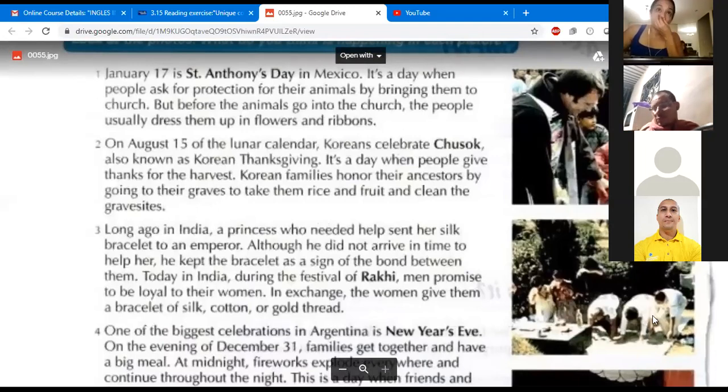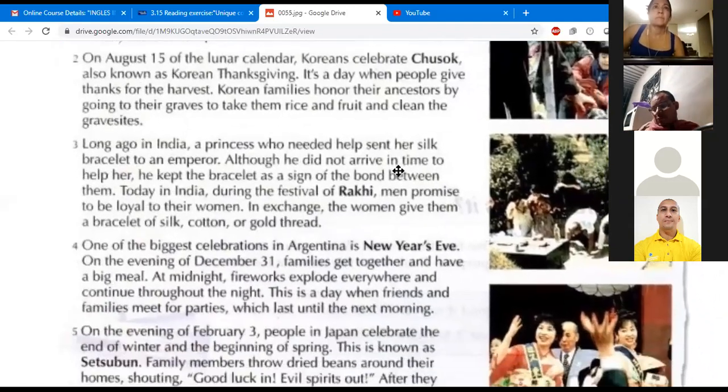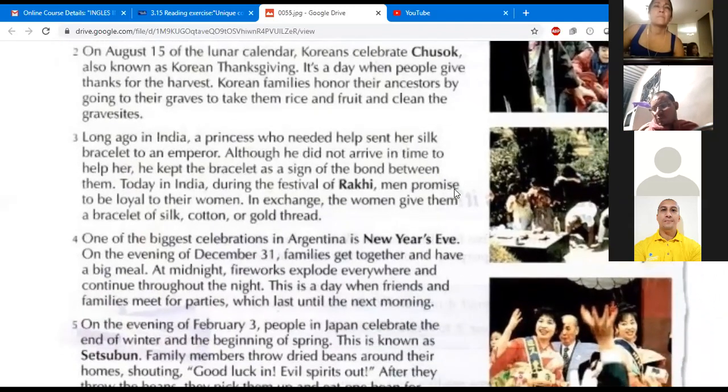Okay. Long ago in India, a princess who needed help sent her silk bracelet to an emperor. Although he did not arrive in time to help her, he kept the bracelet as a sign of the bond between them. Today in India, during the festival of Rakhi, men promise to be loyal to their women, and the women give them a bracelet of silk, cotton, or gold thread, the three.